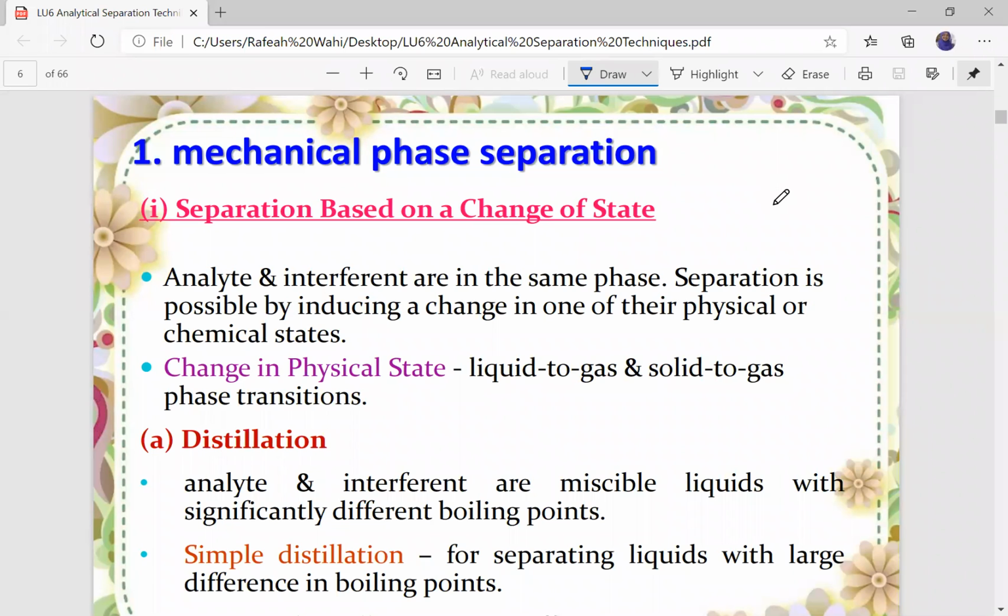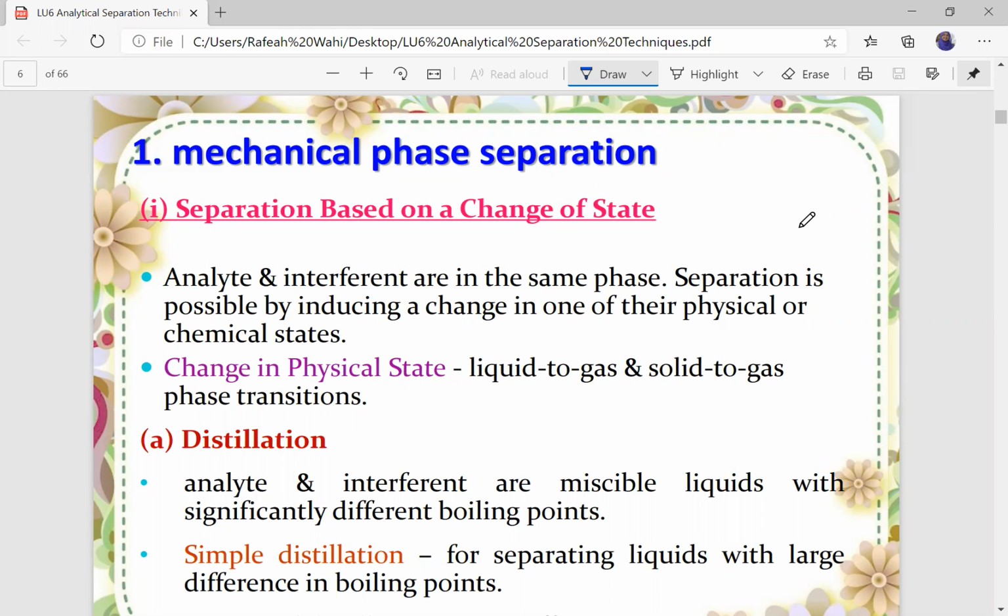Sometimes, mechanical phase separation not only separates between solid phase and liquid phase, but it can also separate between liquid to gas, solid to gas, and other types of mechanical phase separation. There are two types of mechanical phase separation. First, separation based on a change of state, and second, separation based on partitioning between phases.